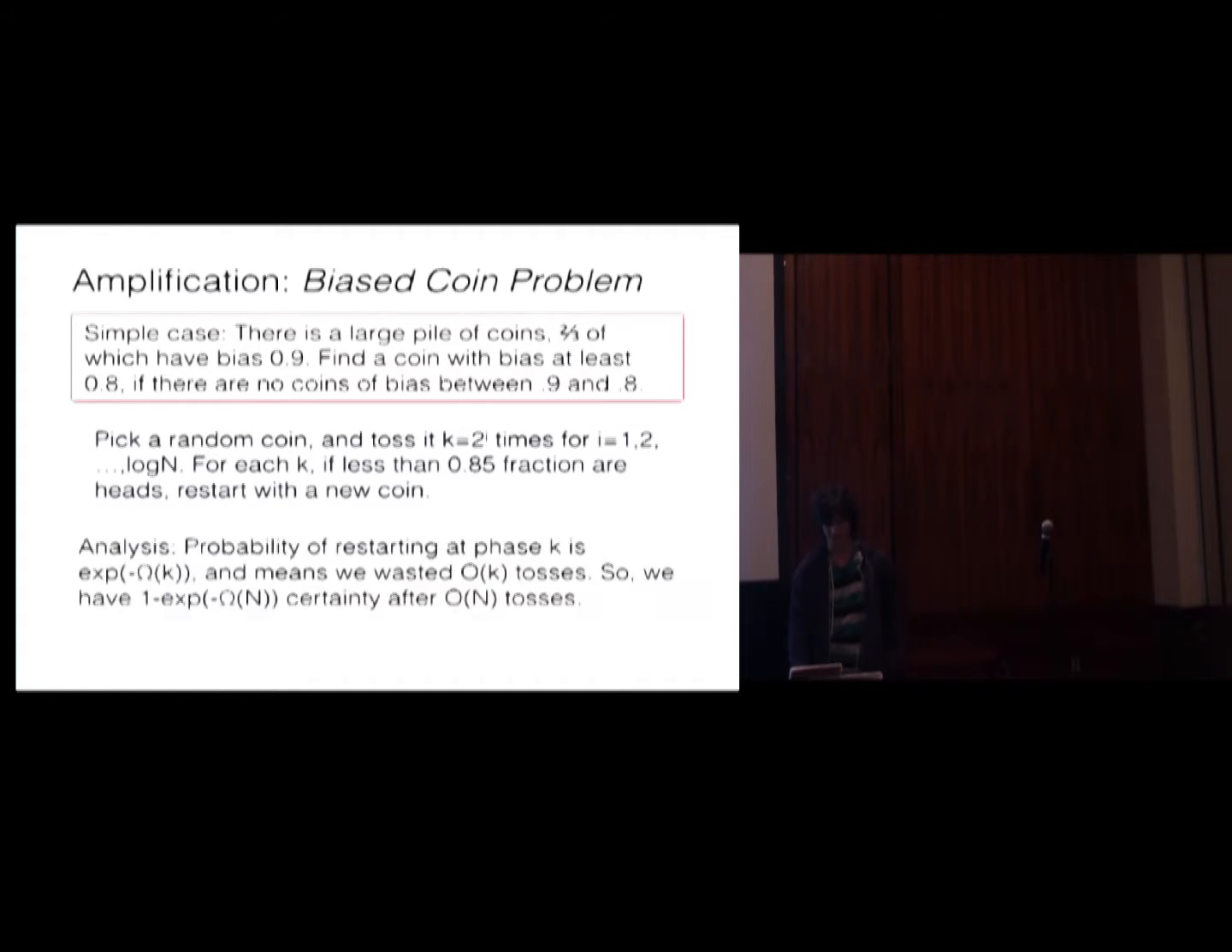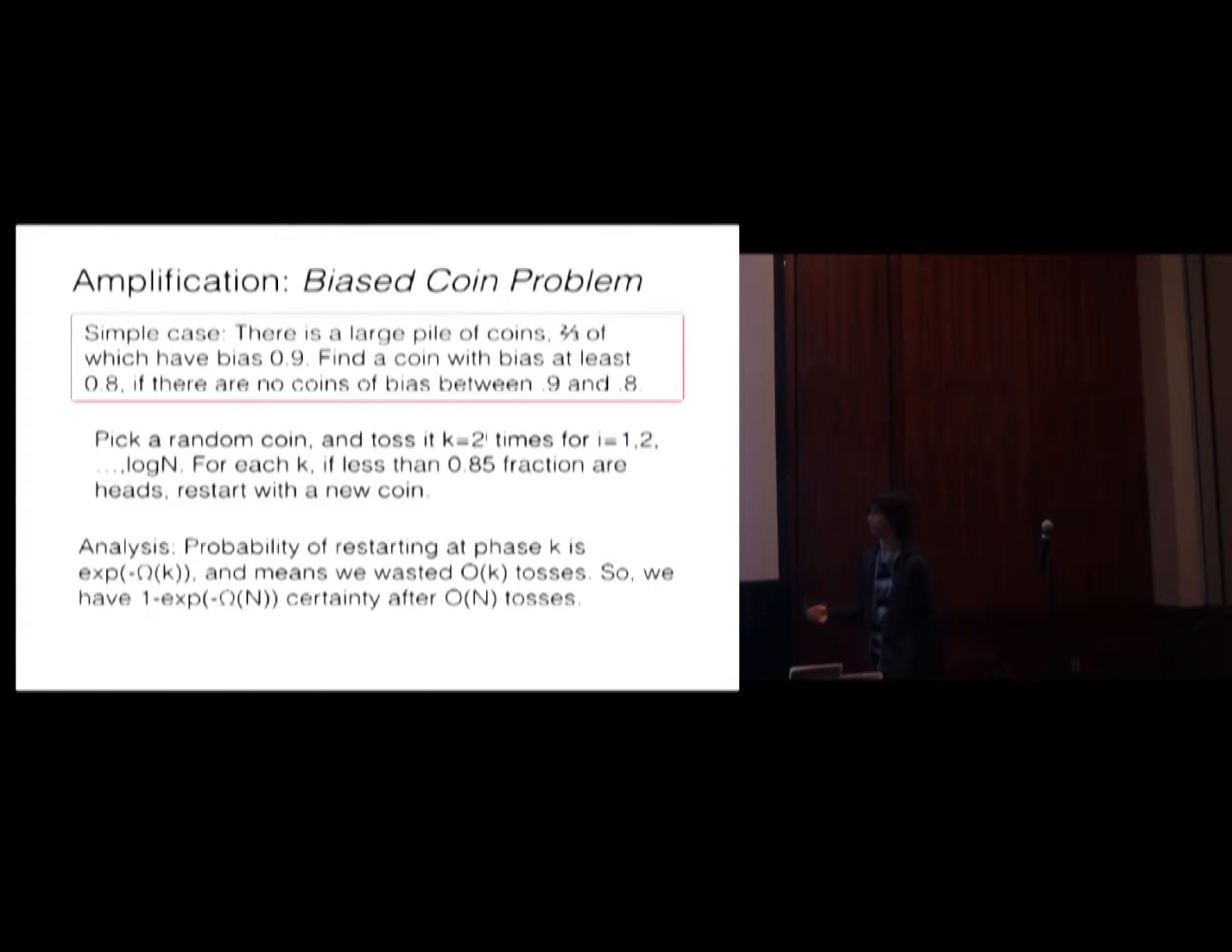Vaguely, the analysis is that the probability that at the kth phase we restart is exponentially low in k. So the probability that we waste k tosses, so that we toss a coin k times and then throw it out, is exponentially low in k. You can analyze it and see that this takes O(n) tosses. Now, for the general case of the coin problem, where we don't have this promise about no coins between 0.8 and 0.9, this algorithm doesn't quite work, because if we have a coin with bias like exactly 0.85, then it turns out it's still kind of likely that it will get thrown out in the late phase.